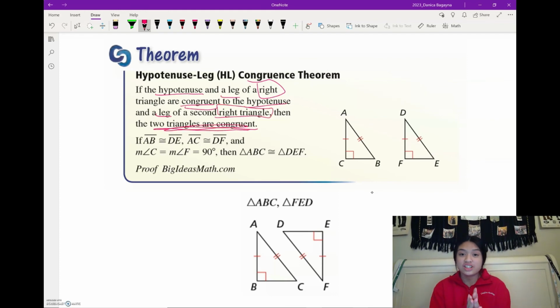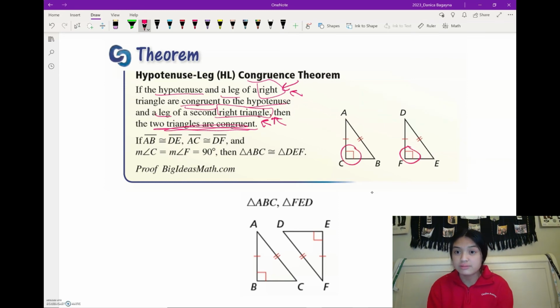And I have to stress that these triangles have to be right triangles. If you can't prove that it's a right triangle, or it doesn't have the box that shows you that it is, then it is not a right triangle and you cannot use this theorem.